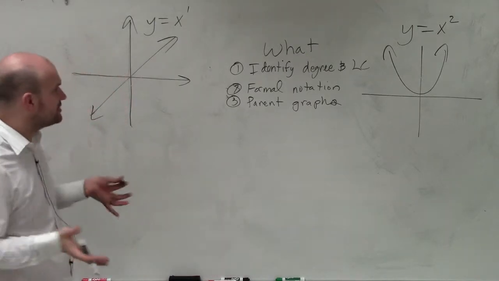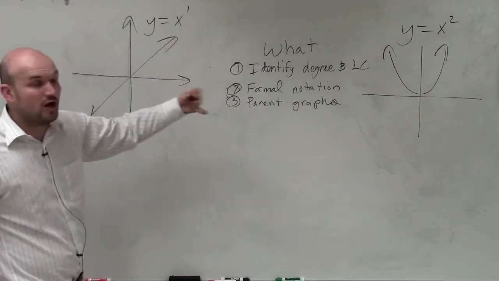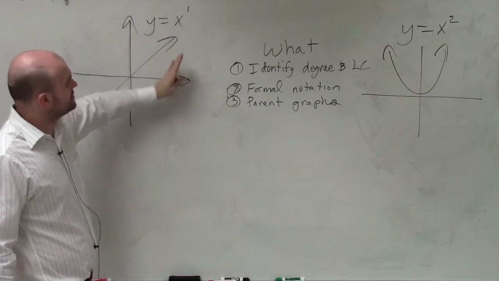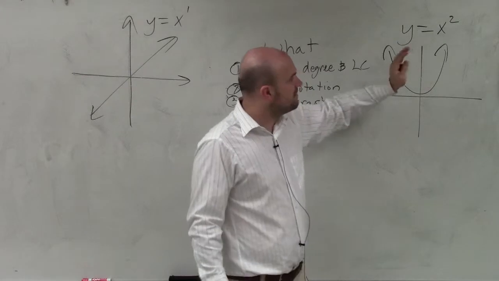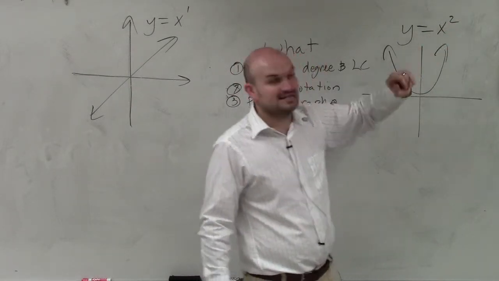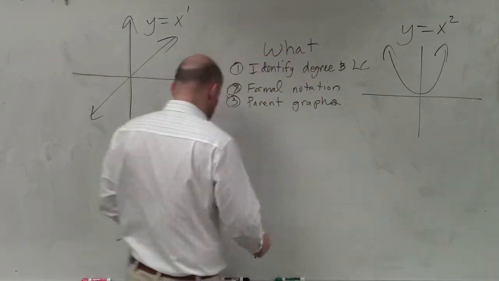So it's important for us to understand that all graphs that have an odd exponent and a positive leading coefficient are going to rise to the right and fall to the left. And all graphs that have an even power and a positive leading coefficient are going to rise left and rise right.